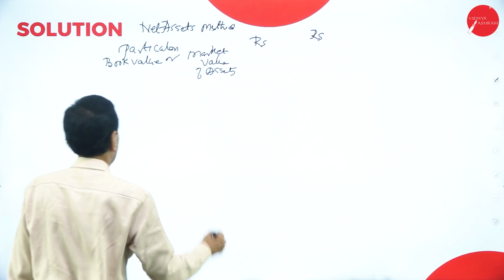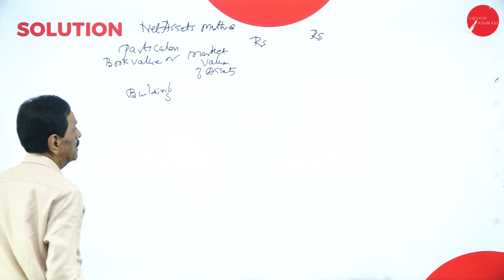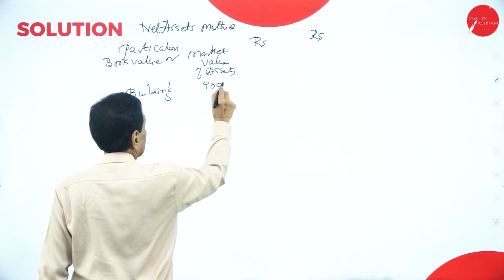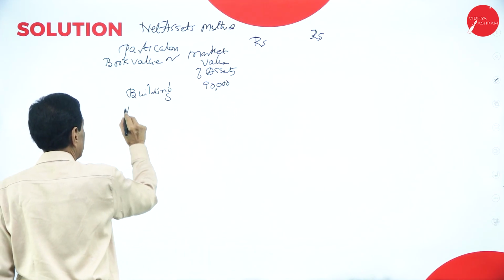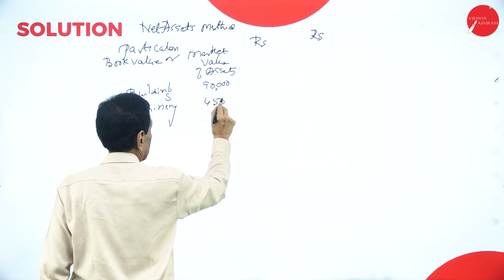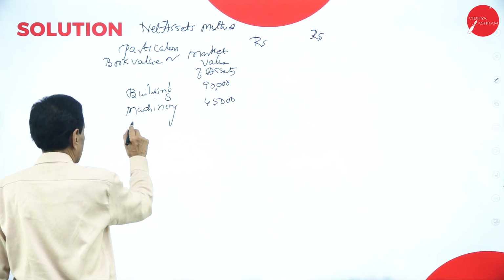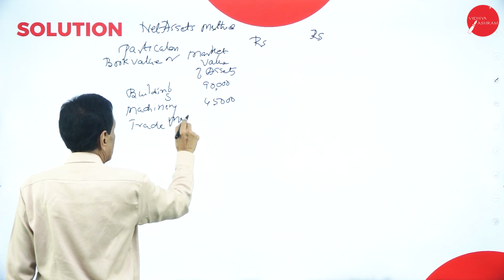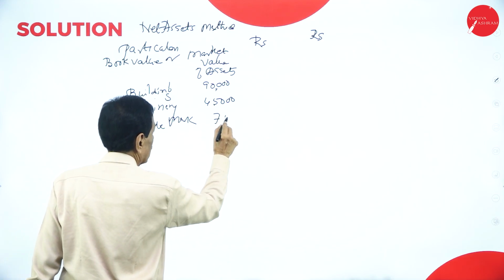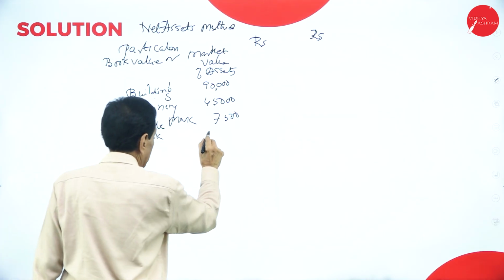First one is building revalued, market value. What's the value? Building 90,000. Machinery 45,000. Building revalued 90,000, machinery 45,000, trademark 7,500. What is the next one? Stock 18,000.